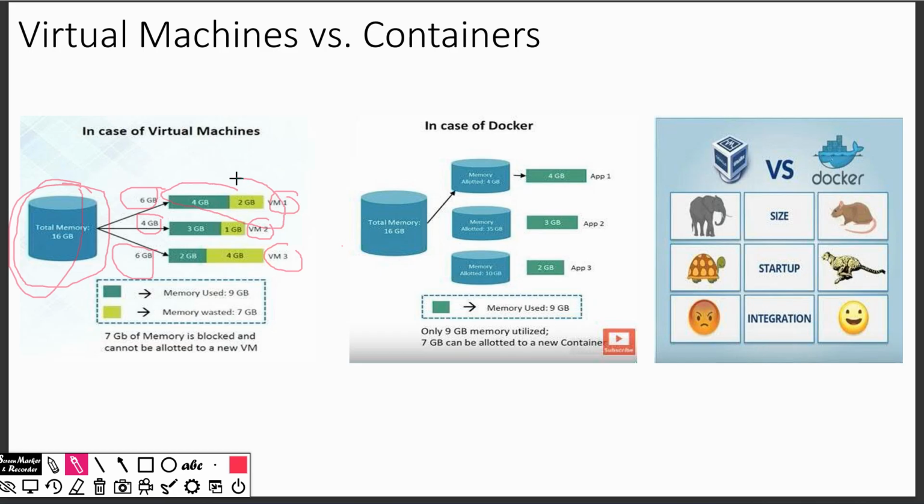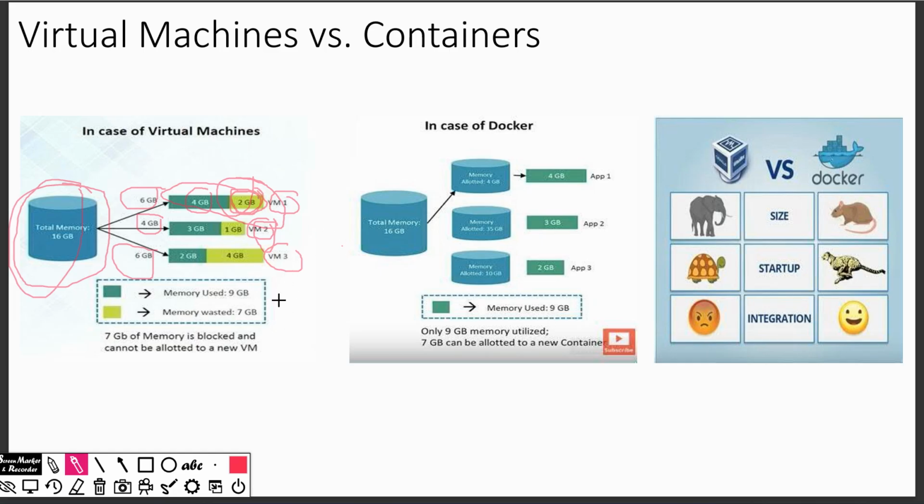Suppose out of 6 GB, we use only 4 GB, then the rest of the 2 GB you didn't use. Even though you didn't use those 2 GB, they have been allocated to VM1 only. The 2 GB space which has been allocated to VM1 cannot be used by VM2, because it is dedicatedly assigned to VM1 only. We cannot do that. VM2 cannot use the unused space which is available in VM1.